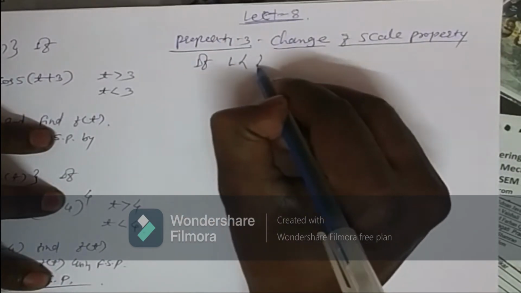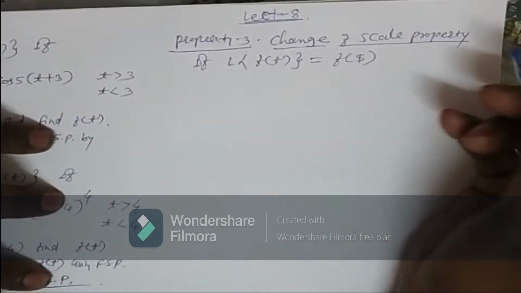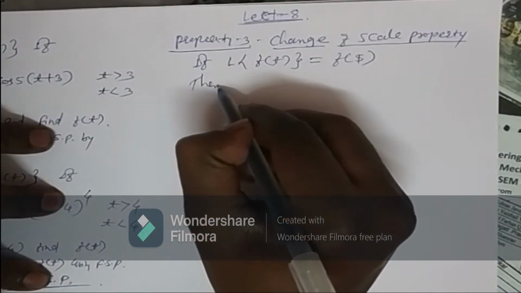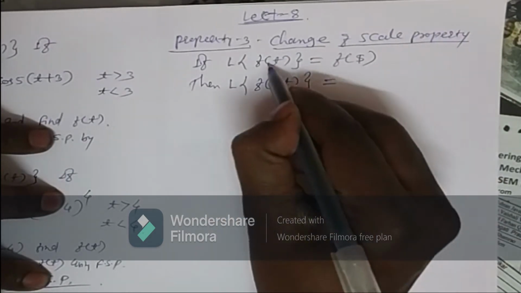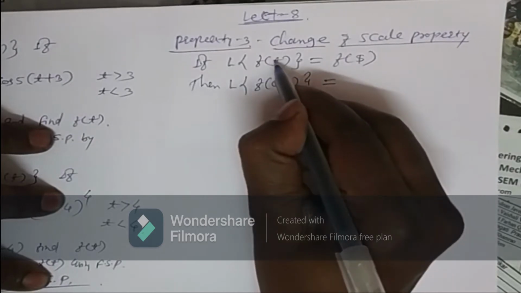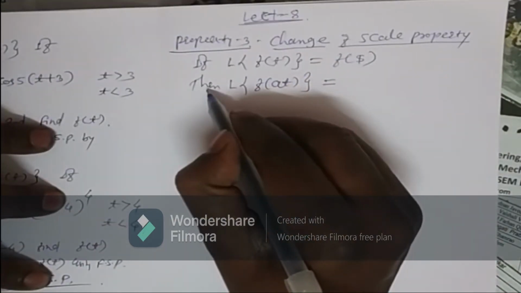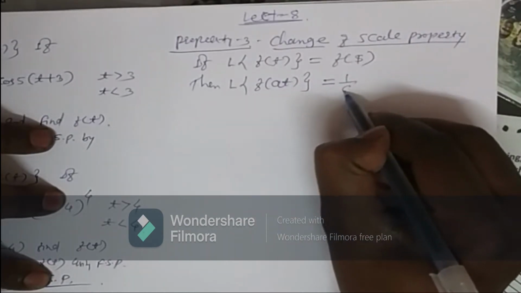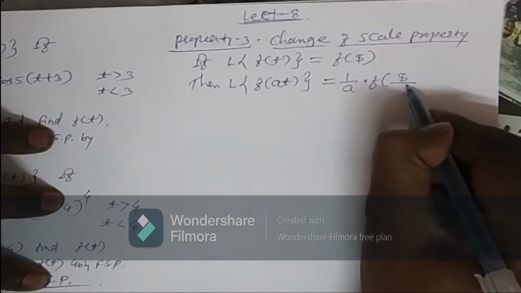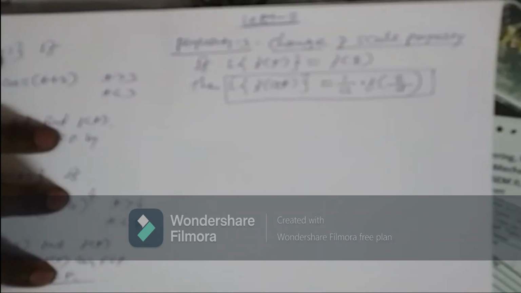If the Laplace transform of f(t) is equal to F(s), which will be given in the question, then the Laplace transform of f(at), where the scale has changed, is as follows. You know the Laplace transform of f(t) is F(s), and if you have to find the Laplace transform of f(at), then it is 1/a times F(s/a). This is the formula for the change of scale property. Now let us see how to simplify this.